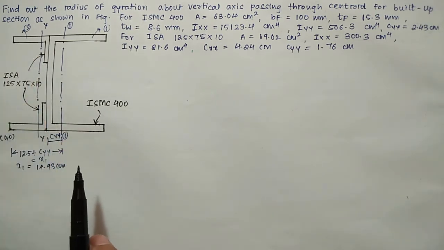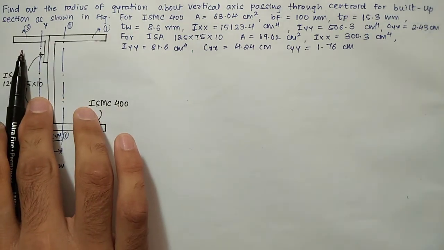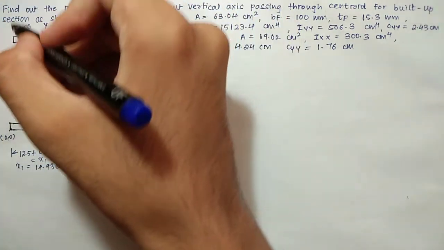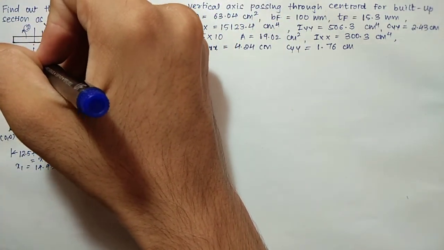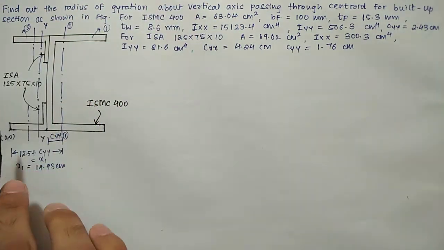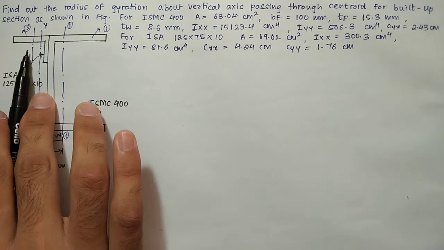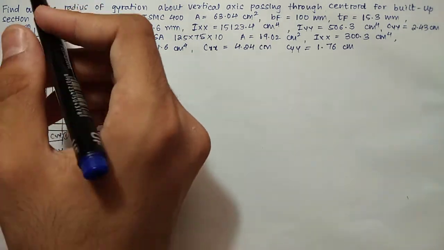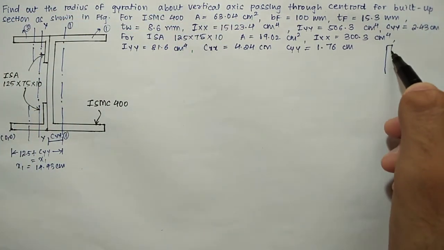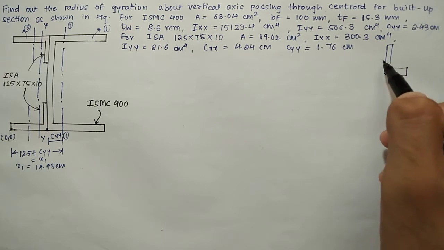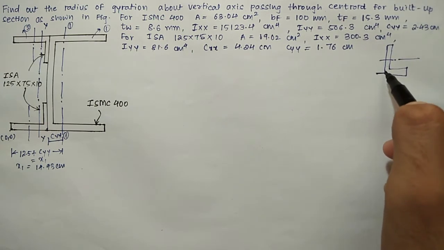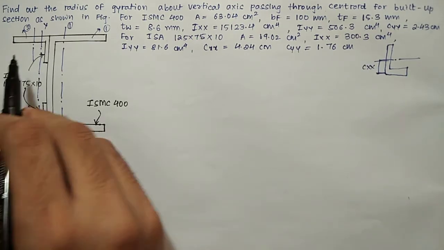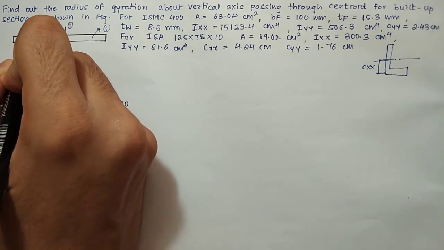Similarly, for the angle section, the axis parallel to the smaller leg will be the x axis only, and parallel to the bigger leg it will be the y axis. So here the axis will be the x axis for the angle section, as it is parallel to the smaller leg, and we have discussed that parallel to the smaller leg it is always the x axis. The standard position for the angle section is somewhat like this, and parallel to this it will be the x axis. From this end this distance will be nothing but cx only.